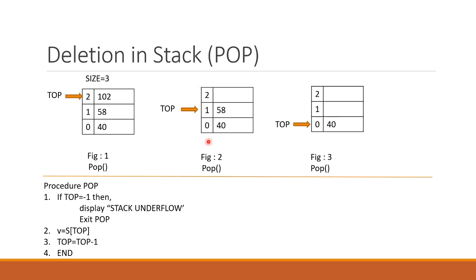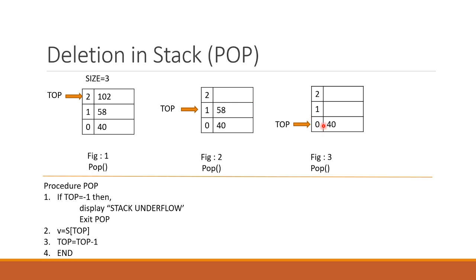Again, if we call the pop operation, first we have to check for underflow. Top here is of course not equal to minus 1 because its value is 1, so it is not underflow. It will fetch this value, 58, pointed to by top, into a local variable called v, and after that it decrements the top by 1. Currently top is at 1, so by decrementing it will go to the 0th index.